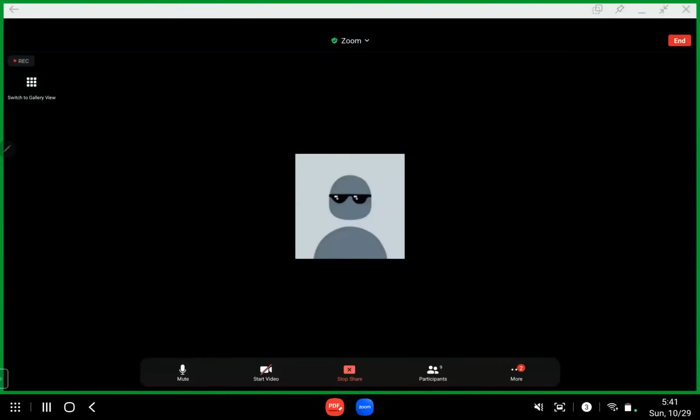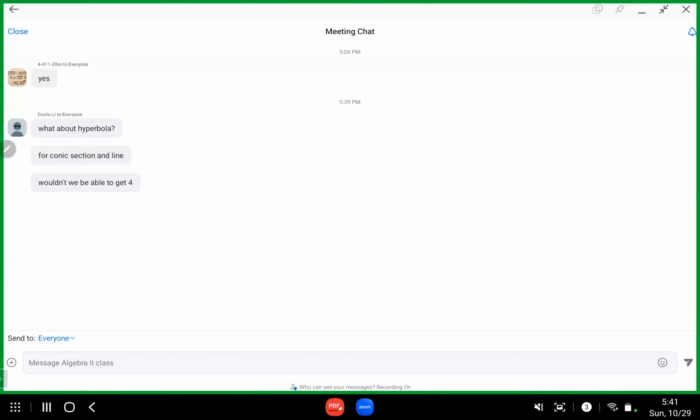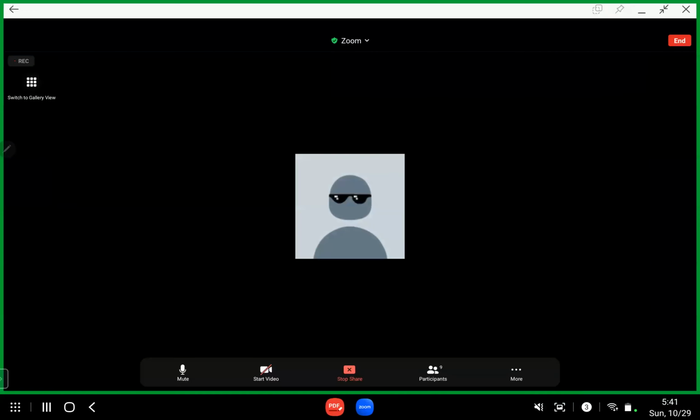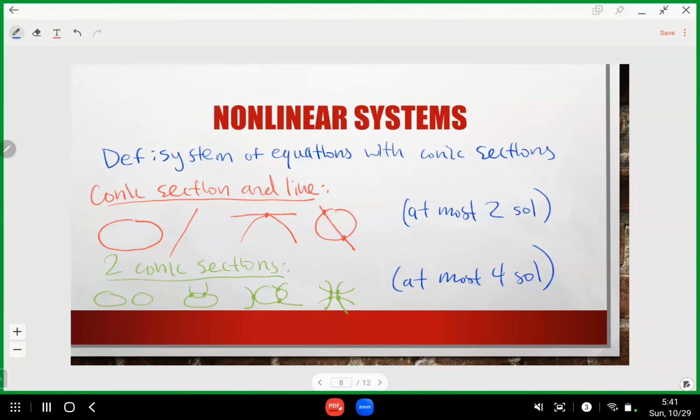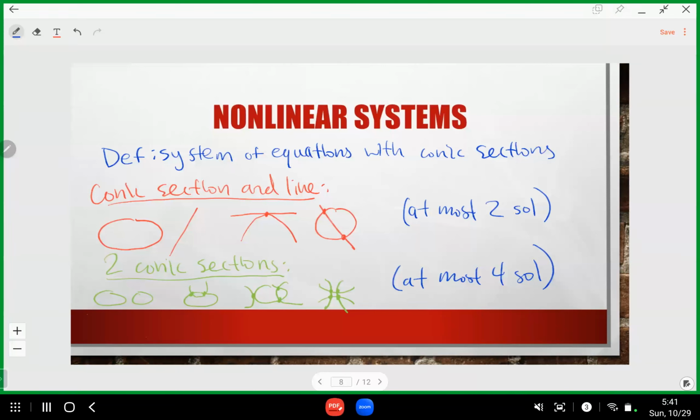Yes. Oh, for a hyperbola, for a conic section and a line? Let's see here. No, you actually cannot get 4 with the hyperbola and a line, because you would have this. That's still 2. So a line can go diagonal and reach a side of the hyperbola.